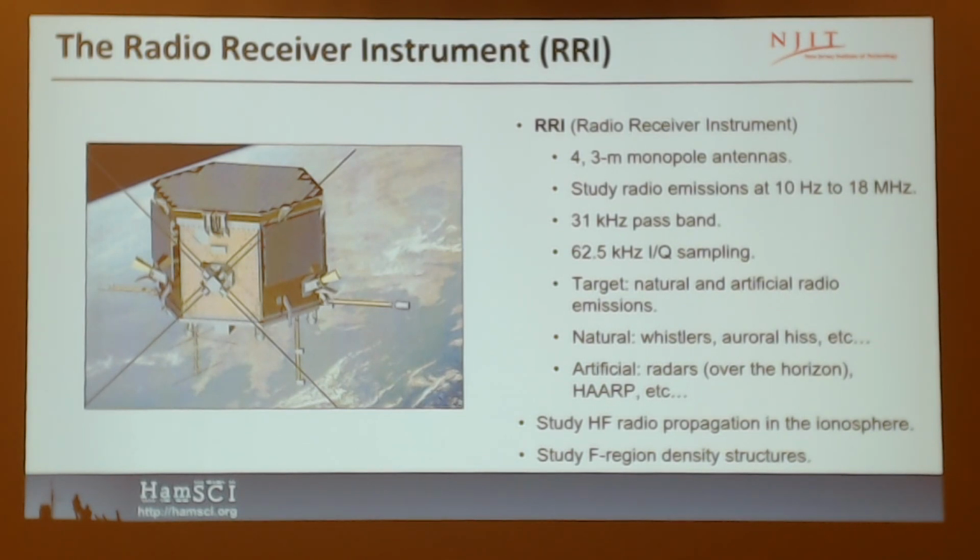So we're looking at natural and artificial radio emissions. We're talking about whistlers, what we call auroral hiss or auroral roar, and then in terms of artificial, radars, so over-the-horizon radars, which operate in the high frequency range, and then of course HARP.